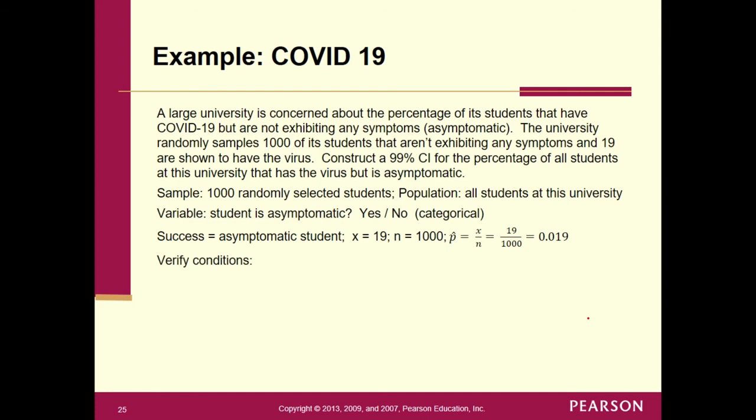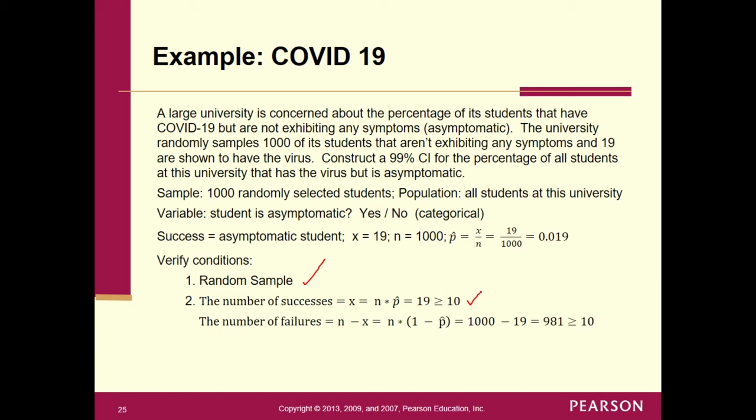Verify the conditions. One, random sample. We did that. Check mark. Two, the number of successes is equal to 19. That's greater than or equal to 10. Check mark. Number of failures: a pretty big number, greater than or equal to 10. Check mark. That means that since both apply, the central limit theorem is good, and the sampling distribution of p hat is approximately normal.